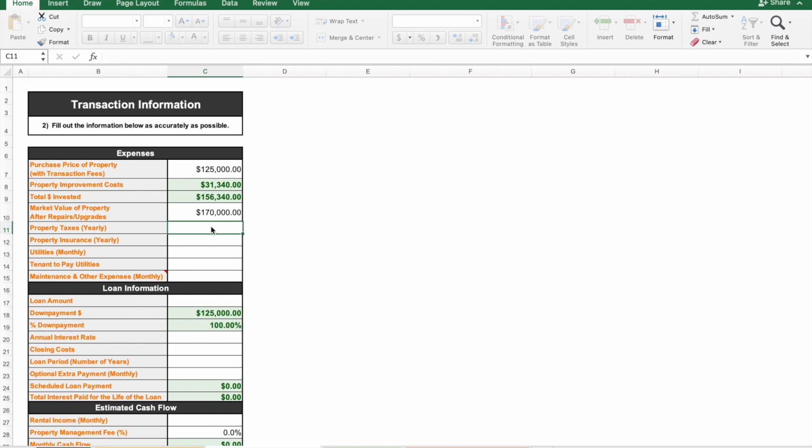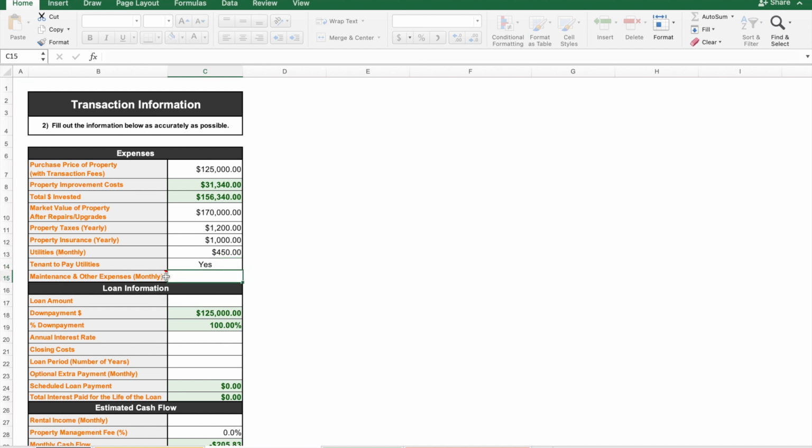And my property taxes are $1,200 a year. My property insurance is $1,000 a year. My monthly utilities are $450. And the tenant is to pay utilities, so I'm going to say yes. And maintenance and other expenses.